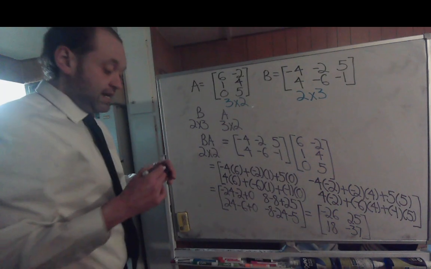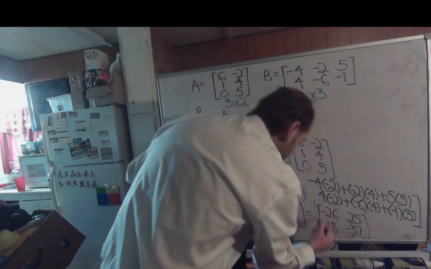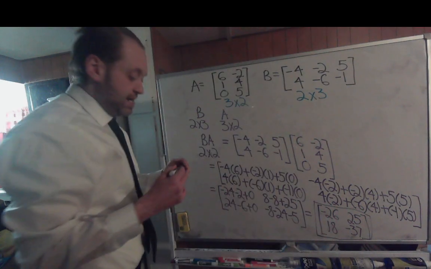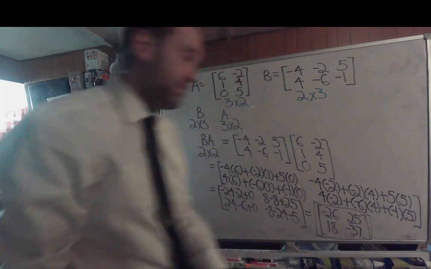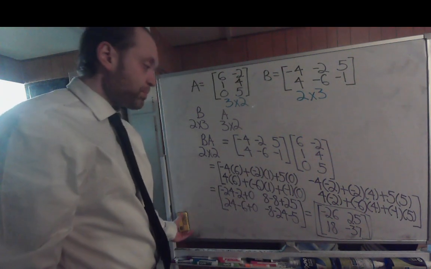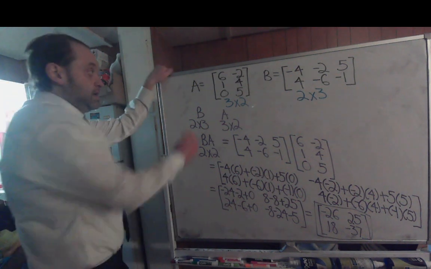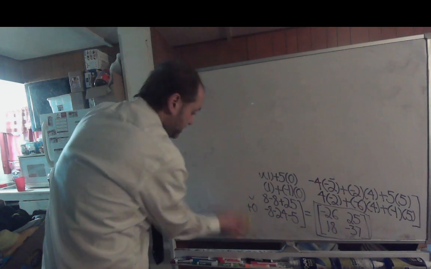So for A times B, you got a 3 by 3 matrix. For B times A, you got a 2 by 2 matrix with completely different numbers. You got negative 26, 25, 18, and negative 37. So there's that. Now I got two problems where we're going to solve for x and y again, but this time it involves matrix multiplication.